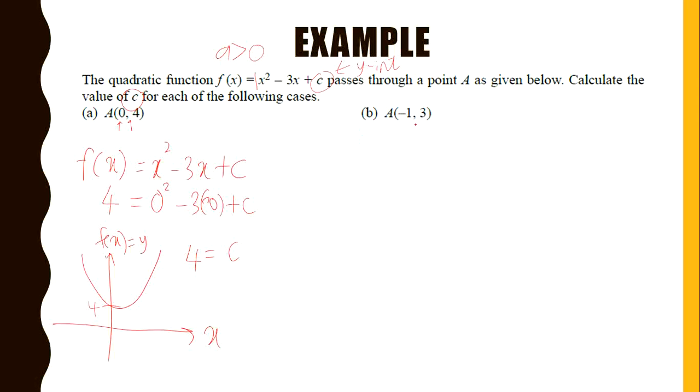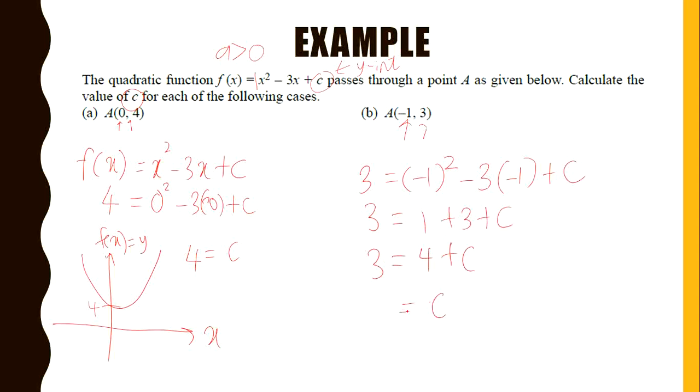Okay, for B pula. Soalan sama, cuma point dia lain. Sama juga caranya kita masukkan, substitute. Okay, so f(x) ataupun y dia is 3 equals to, substitute masuk, negative 1 square, x square kan, ni x. X is negative 1 square minus 3 times negative 1 plus c. Okay, mesti kita kira lah. Here we have 3 equals 4 plus c, so c will be negative 1.